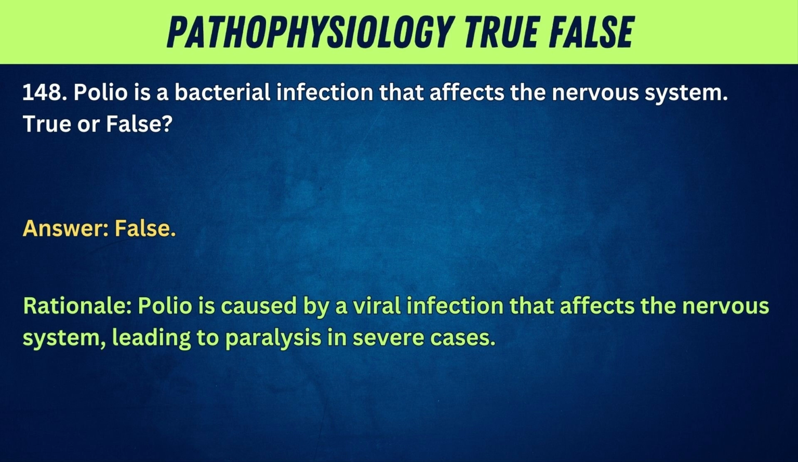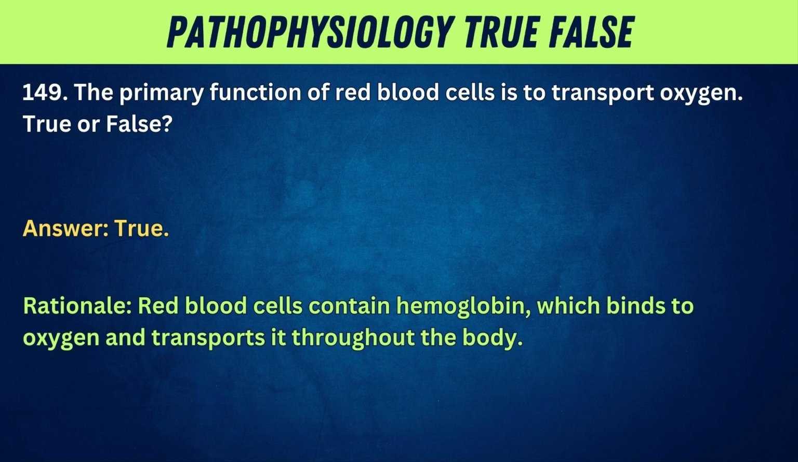True or false? Answer: false. Rationale: polio is caused by a viral infection that affects the nervous system, leading to paralysis in severe cases.